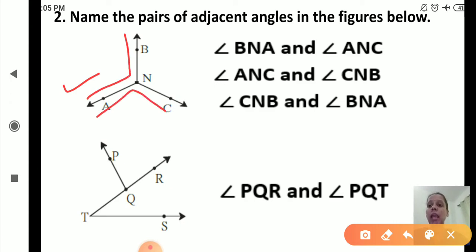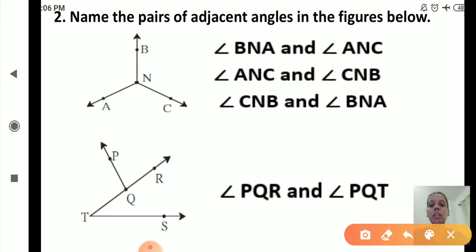Now the next one is angle ANC is adjacent to angle BNC or CNB, as they have one common vertex, that is point N, and they are having one common arm, that is ray NC. So they are adjacent angles and they are having separate interiors. Now the third one is angle CNB. This angle is adjacent to angle ANB, right? So these are the names of adjacent angles. Adjacent angles means two angles which have one common arm, one common vertex and separate interiors. So they are called adjacent angles.